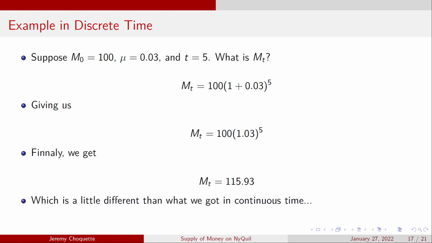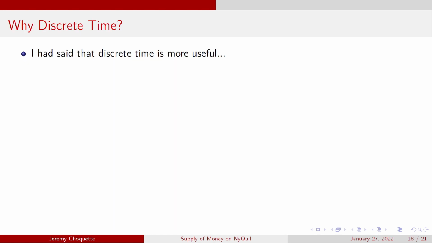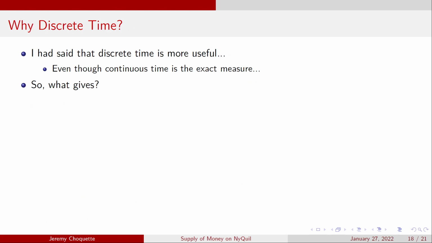And we can see this is a little different than what we got in continuous time. Now, why is that? Well, I had said that discrete time can sometimes be more useful, even though continuous time is the exact measure. So, what gives here? Why would we want to use discrete time?